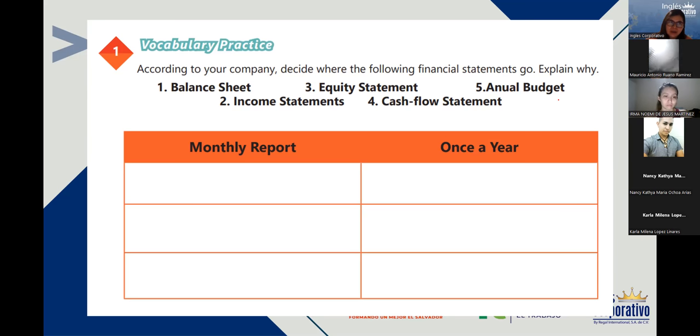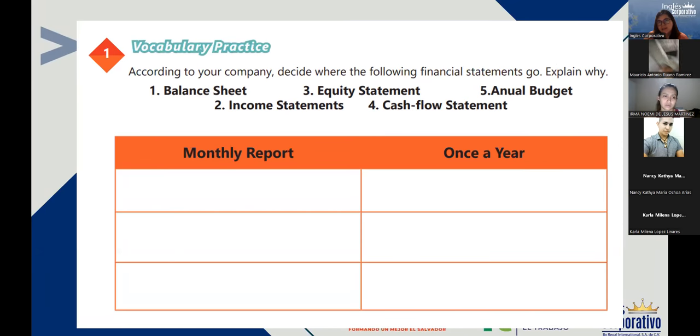Okay, now look at the words. You have balance sheet, equity statement, annual budget, income statements, and cash flow statement. What you're going to do is divide them between the ones that are presented annually, or the ones that are presented monthly. Okay? Go ahead.